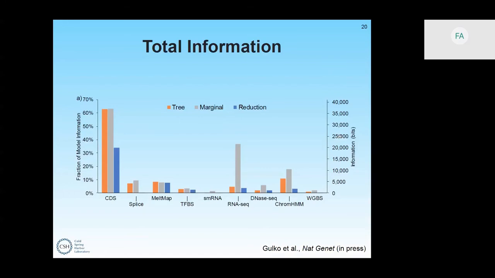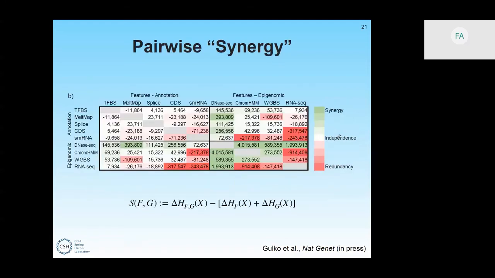First, the overall amount of information, not surprisingly, is dominated by coding sequences, but we also get quite a lot of information from RNA-seq and Chrome-HMM, as well as other features. And we can look at combinations of features that are particularly important. We call this synergy. We can measure synergy as the reduction in entropy that comes from considering two features in combination minus the reduction that comes from considering each of them individually.